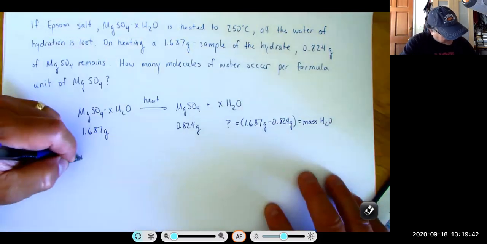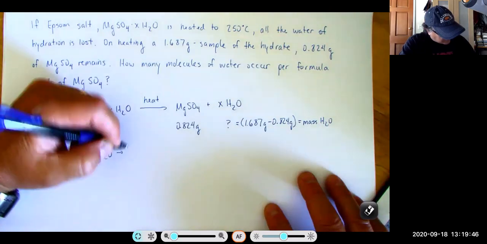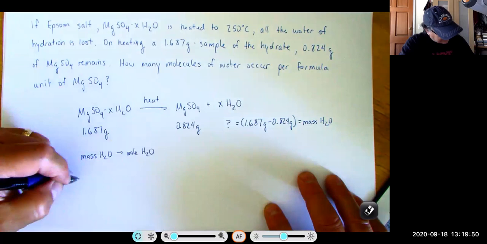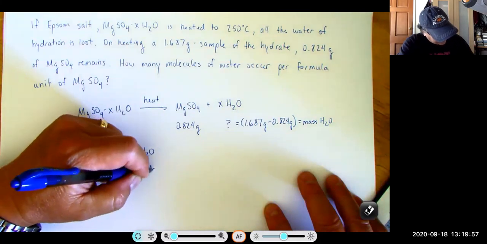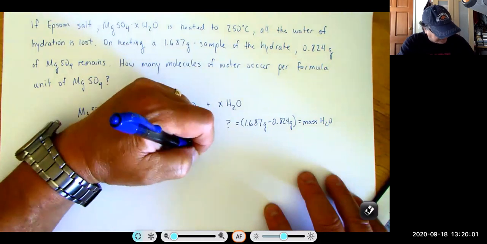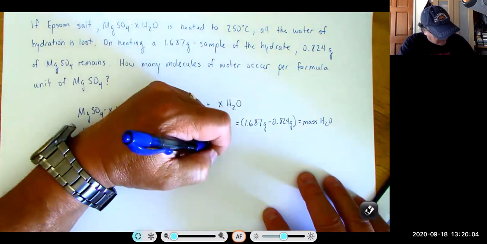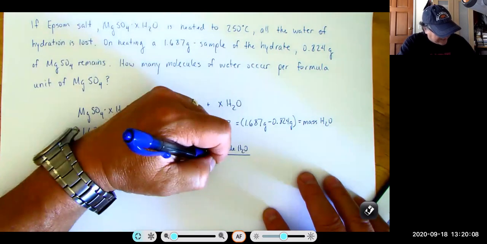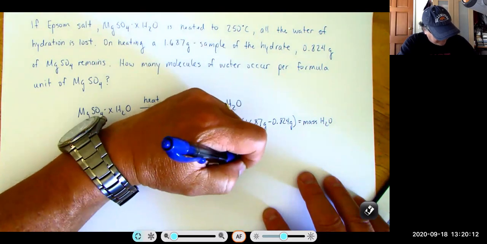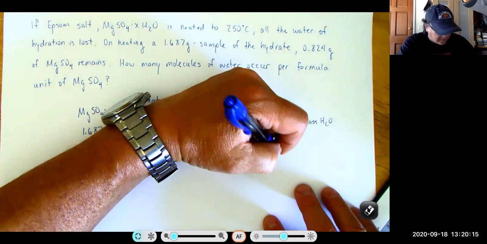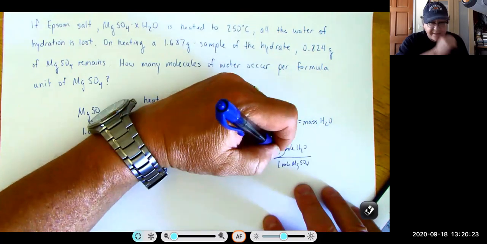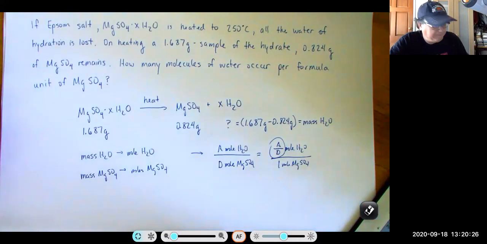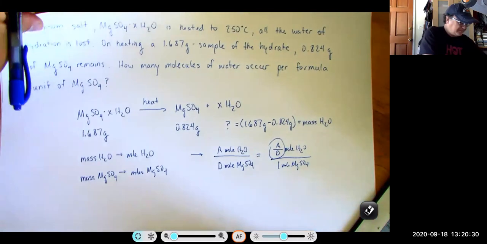So what you do then is you take the mass of H2O, turn that into moles of H2O. You take the mass of magnesium sulfate, turn that into moles of magnesium sulfate. And then you take these ratios here. I'll call this A moles of H2O over D moles of magnesium sulfate. And then you get A over D moles of H2O over 1 mole. And basically, that's your X. And that's it.